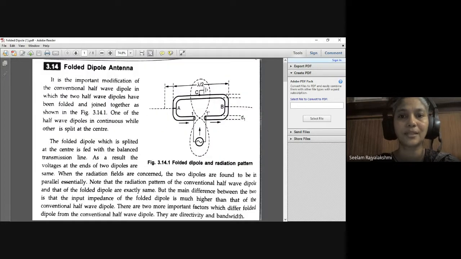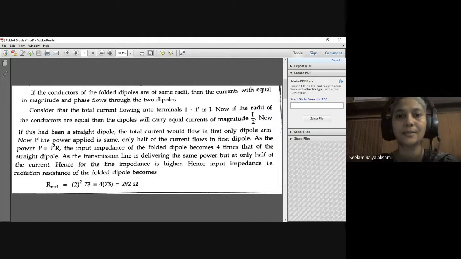Already we have seen the currents flowing in the terminals. Here it is I dash. So consider the total current flowing into the terminals, I and I dash. Now if the radii of the conductors are equal, then the dipoles will carry equal currents of magnitude I by 2.